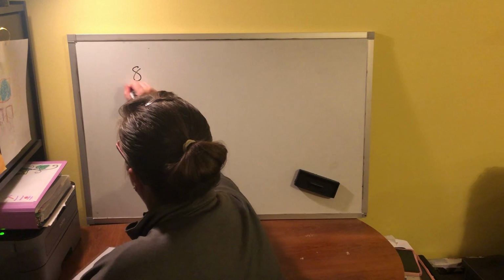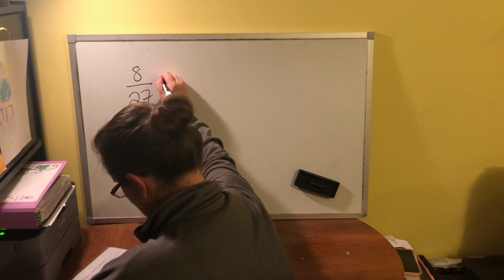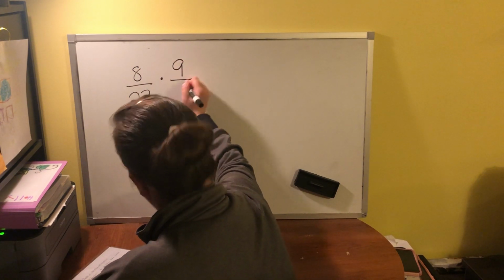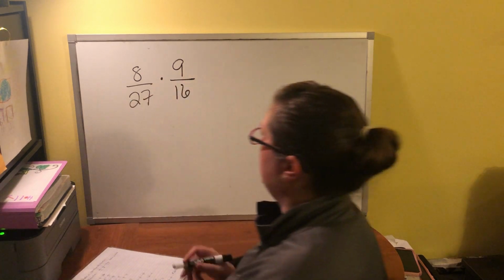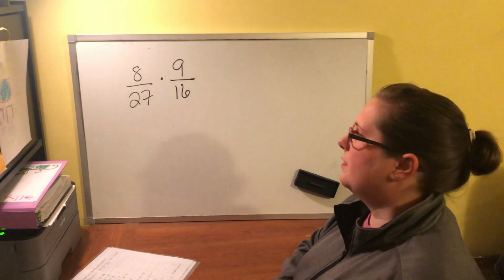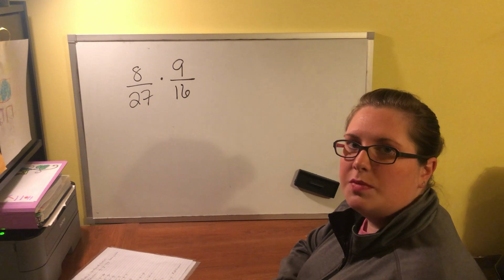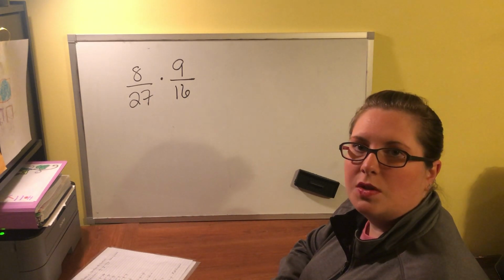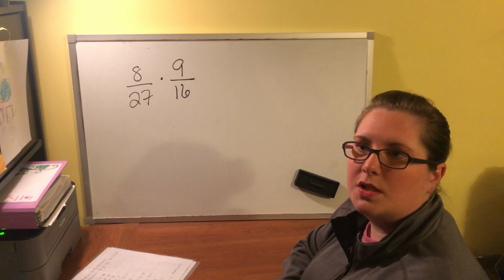Okay, let's look at 8 over 27 times 9 over 16, okay? So your very first step for these multiplication problems is going to be to look diagonally to see if you can reduce. If not, then you're going to start multiplying straight across.